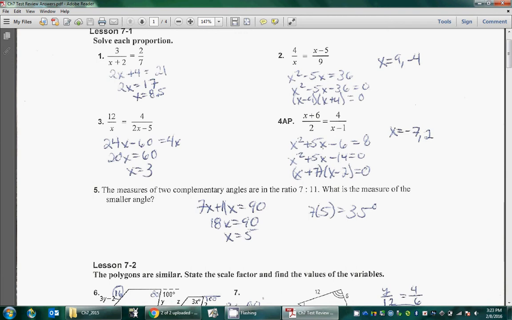Okay. So when I go to FOIL, x plus 6 times x minus 1, it's like you're multiplying x times x is x squared. X times negative 1 is negative 1x. 6 times x is 6x. When I combine those, I get 5x. 6 times negative 1 is negative 6. The other cross is 8. Work it the same way as you did number 2 after that.